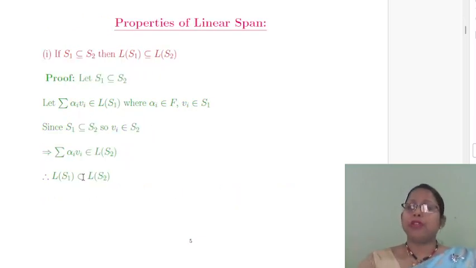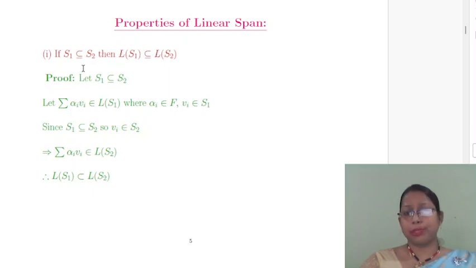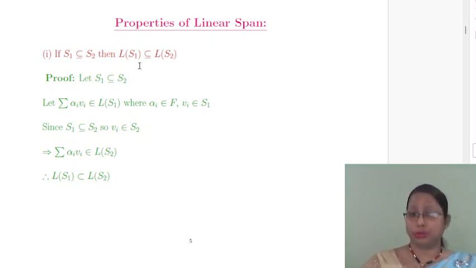Next is properties of linear span. If S1 and S2 are two subsets of a vector space V, S1 containing S2, then the linear span of S1 contains the linear span of S2.